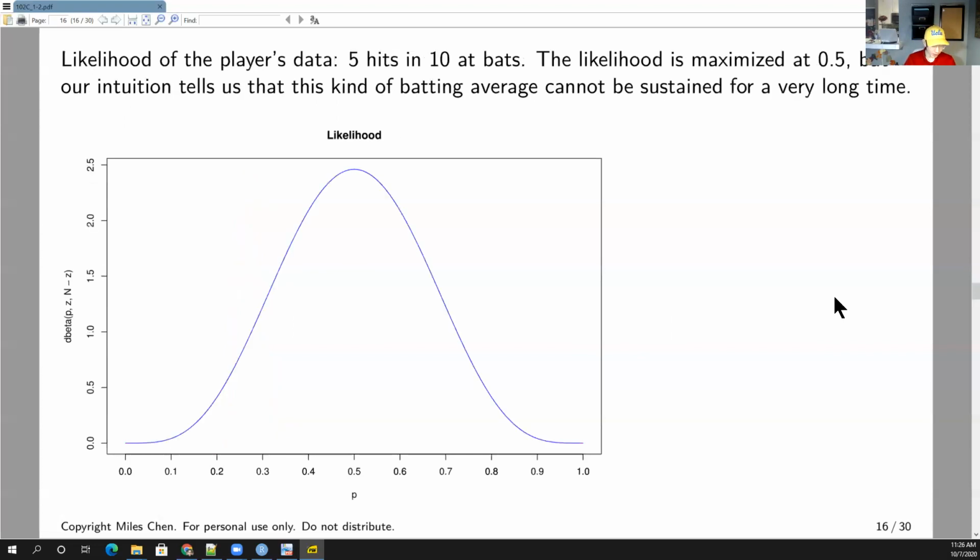We said our player had 10 at-bats and managed to earn 5 hits in 10 at-bats. And so our likelihood is maximized at 0.5. But again, 10 at-bats and 5 hits is not a huge amount of data, and so values of theta, or p, could be different. You could have a theta of 0.7 and still get 5 hits in 10 at-bats. You can have a theta of 0.3 and still have 5 hits in 10 at-bats. And so the likelihood has this very broad shape. It's very wide.